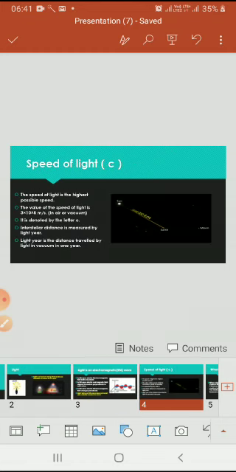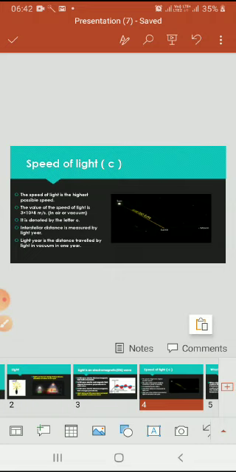Now students, speed of light. Speed of light is the highest possible speed. The value of speed of light is 3 into 10 to the power 8 meter per second in air or vacuum. That means light can travel 3 into 10 to the power 8 meter in 1 second in air or in vacuum. It is denoted by the letter C.